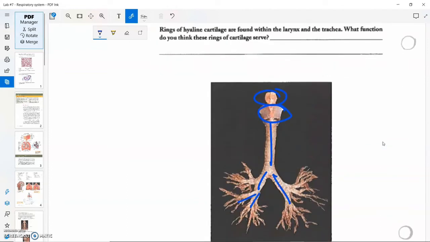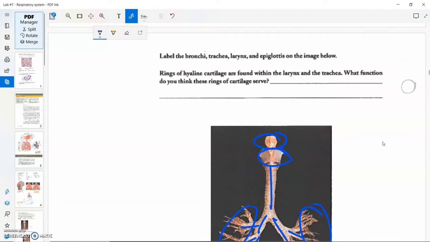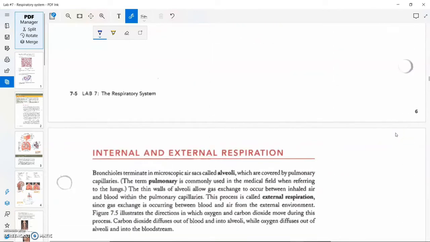Primary, lobar, and then you can see segmental bronchi. If you look at the larynx and trachea, you will see the rings of cartilage. These rings prevent the larynx and trachea from collapsing, providing a patent airway for the air to get to the lungs.